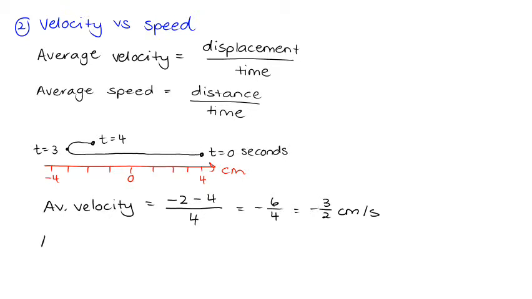Okay, the average speed. Right, speed is the total distance. So the total distance that it has covered, it's gone from 4 down to -3. So that's a total of 7 plus another 1. So it's gone a total of 8 centimeters over 4 seconds. So that's 2 centimeters per second.